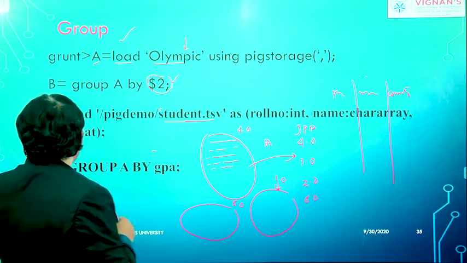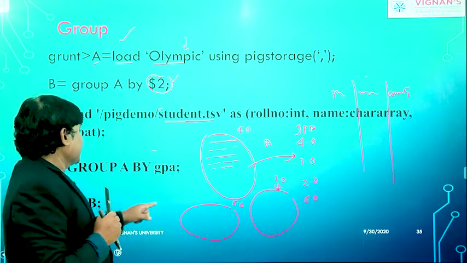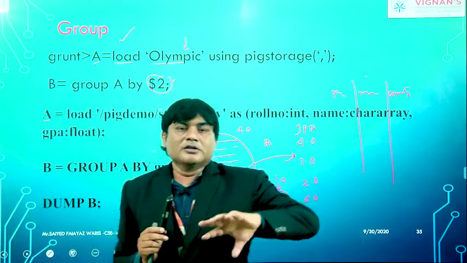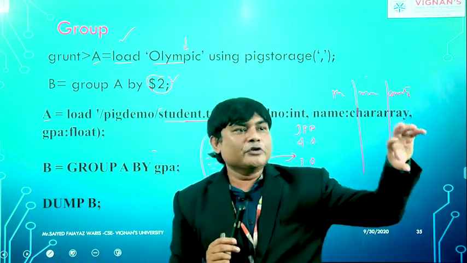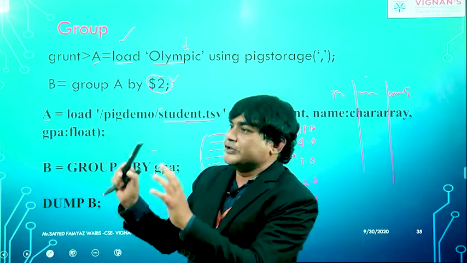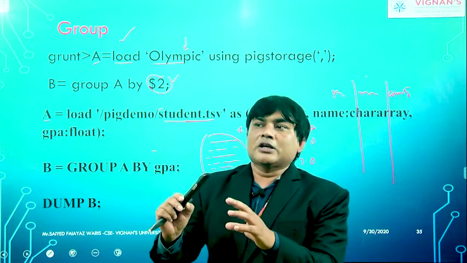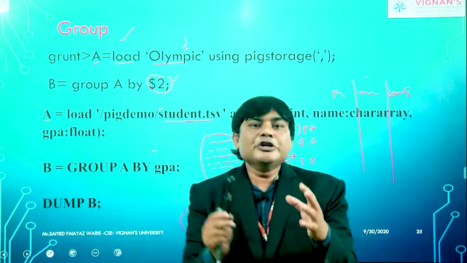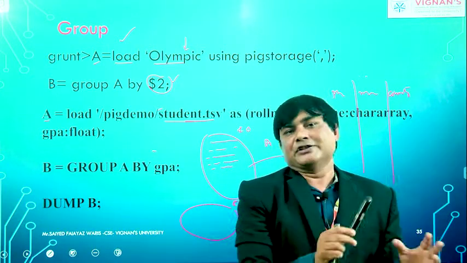So I can write B is equal to group A by GPA. Here we are going to form the groups based on the GPA. Those students who got GPA 4.0 will be in one group, those who got 3.0 will be in another group, and those who got 5.0 will be in another group. So I am categorizing them based on their GPA.